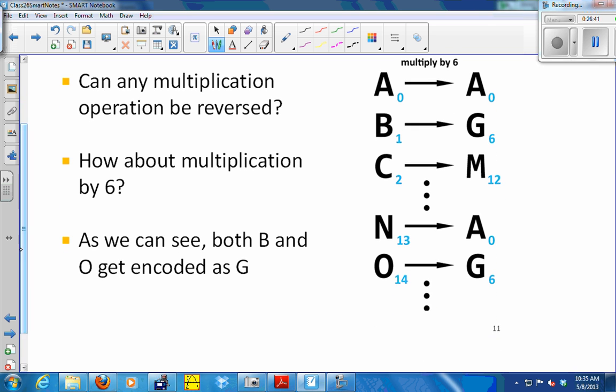So the question is, can any multiplication operation be reversed? What if we multiplied by 6? You chose 7, which was a good one because we were able to find an inverse. But if you multiply by 6, notice that A becomes 0, 1 becomes 6, so B goes to G, but then O also goes to G. So when I'm decoding, if I have a G, should it go back to B or back to O? It's impossible to know where we started. So multiplying by 6 is not reversible. You can't use that as your encoding key.